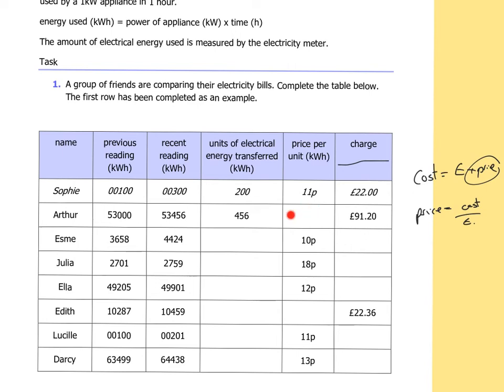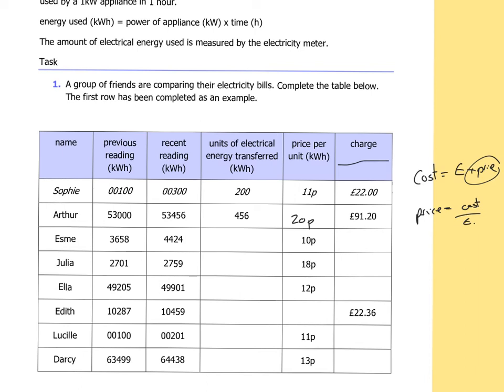Price is going to equal the cost divided by how much energy has been used. So in order to calculate this missing gap here, we're going to take this cost that he's been charged, £91.20. However, we need to turn that just into pence. So £91.20 times 100 to get it just as pence. This is 9,120 pence. Divide that by the 456 units that he has used, and that gives us an answer of 20. So he must have been charged 20 pence per kilowatt hour.